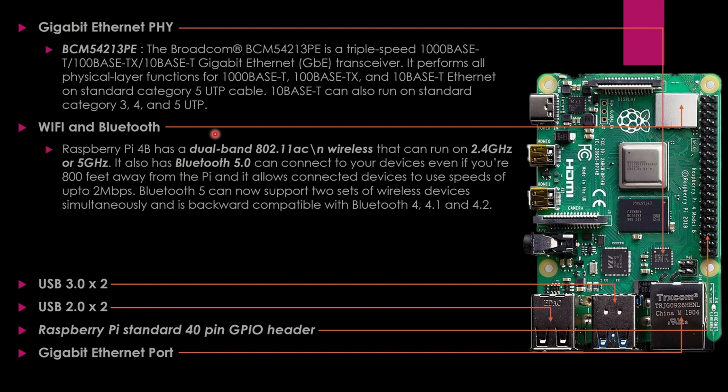This board also has a dual band Wi-Fi that can run on 2.4 and 5 GHz frequencies. It also has Bluetooth 5.0, which can connect to your device even if you are 800 feet away from the board, and it allows connected devices to use speeds of up to 2 Mbps. Bluetooth 5 has enough bandwidth at 2 Mbps to support two sets of wireless devices simultaneously. And this is backward compatible with Bluetooth 4, 4.1 and 4.2.